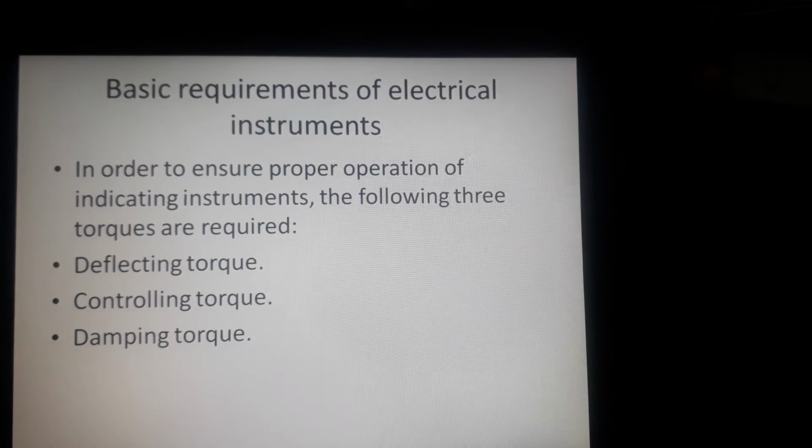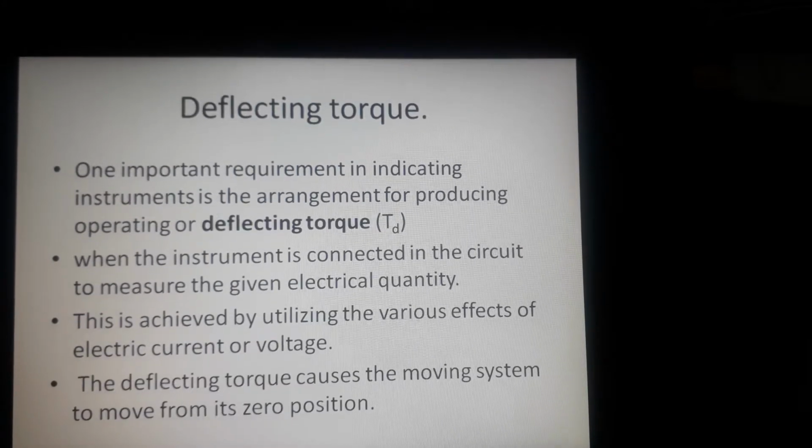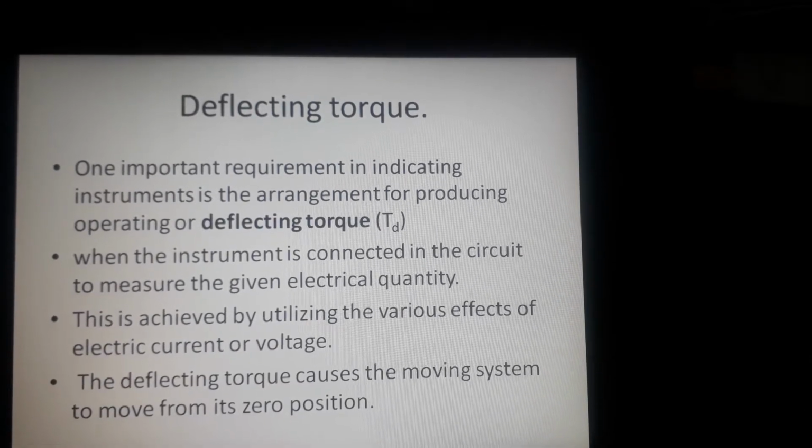Your next topic is basic requirements of electrical instruments. So, what are the things necessary if my electrical instrument has to work properly? If you look at the deflecting torque, the control torque, and the damping torque, these three torques play a major role if my indicating instrument has to work properly. So first we'll go for the deflecting torque.